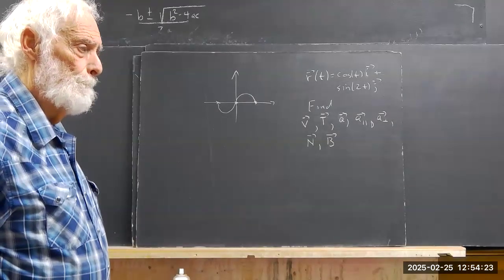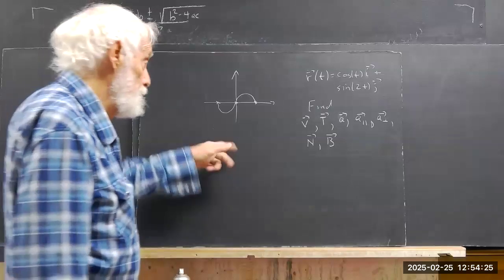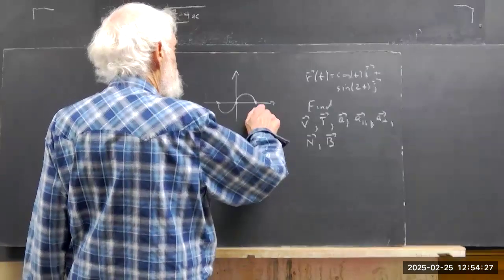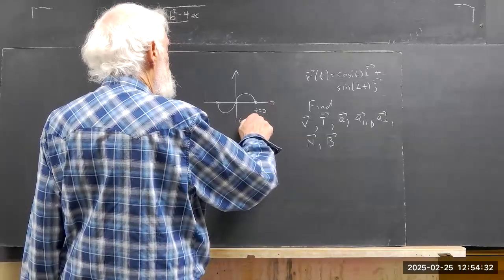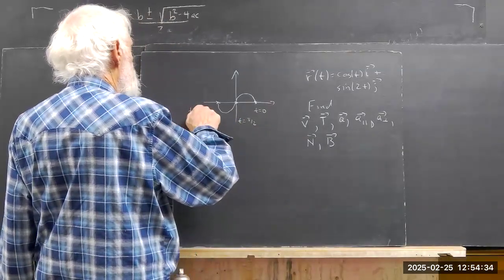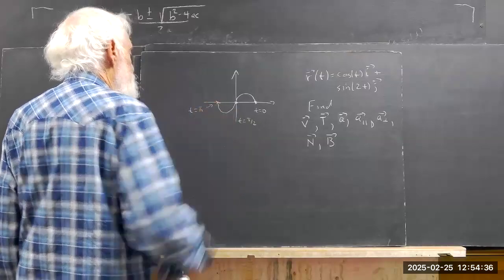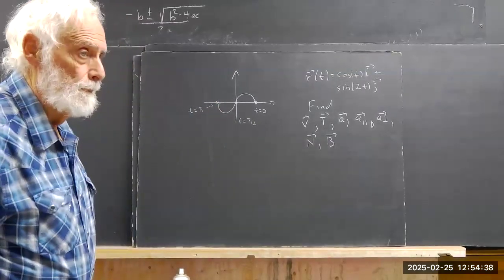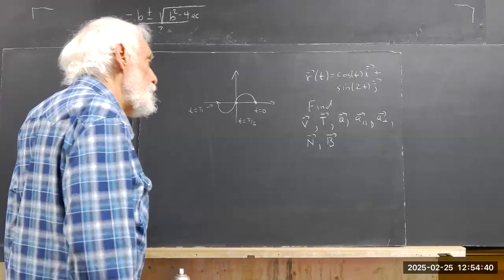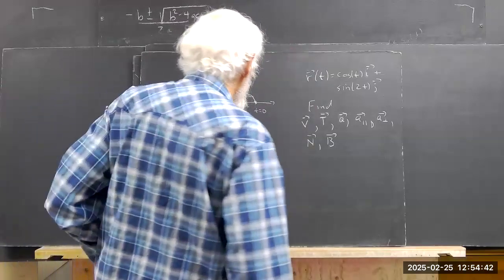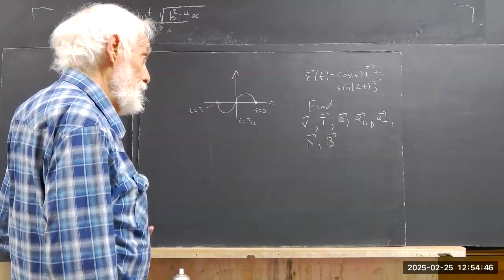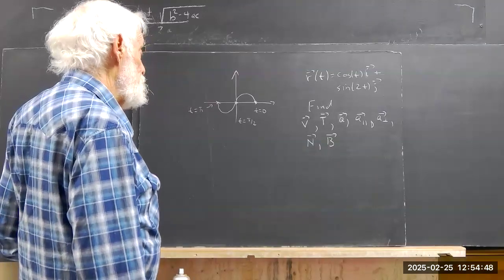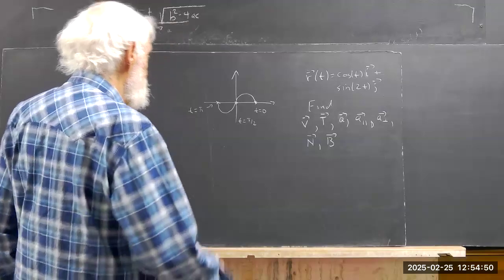And something's wrong with that. No, cosine stays negative. Okay, this is at t equals 0. This is at t equals pi over 2. And this is at t equals pi. Then the cosine is going to stay negative, but the sine is going to become positive.